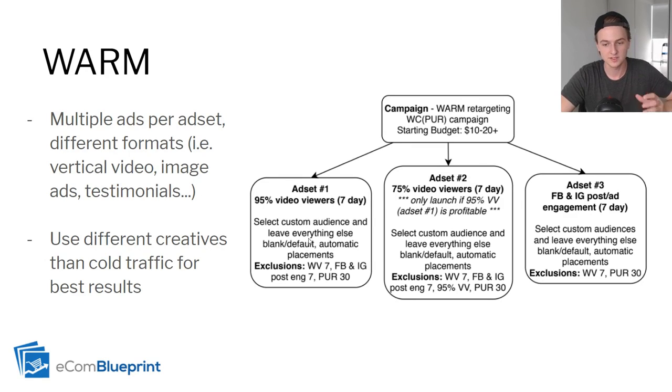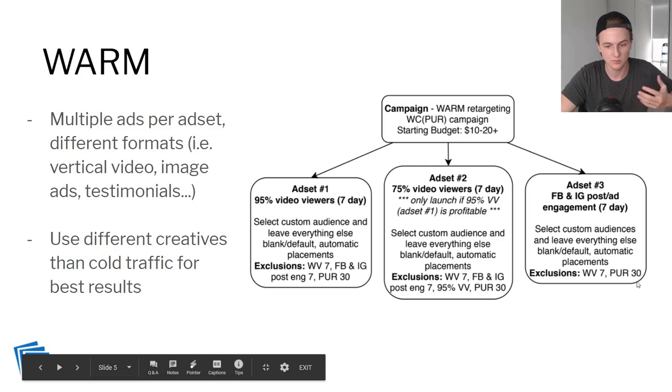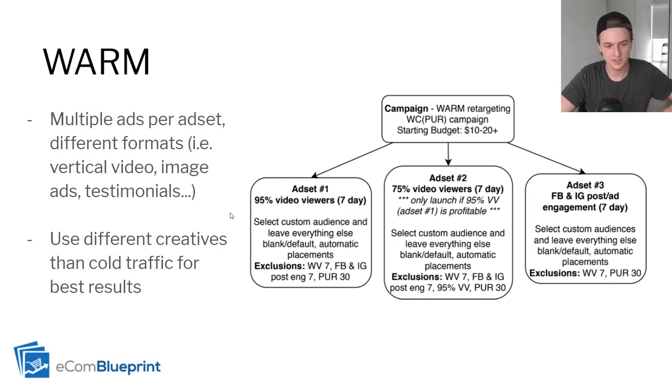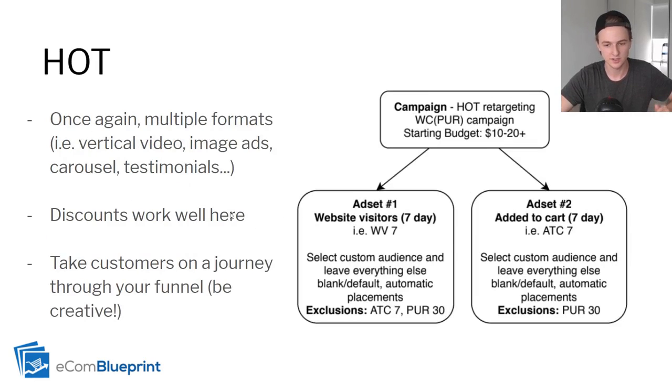You can test all of these different formats for retargeting to see what works after they've already seen your cold traffic ad. What's the next logical step? What's the next logical ad that they should see? And the only way that you're going to find that out is by testing a lot of different things and seeing what works best. And so that's how you set up warm retargeting. I hope that makes sense. And I'm going to move on to hot retargeting now.